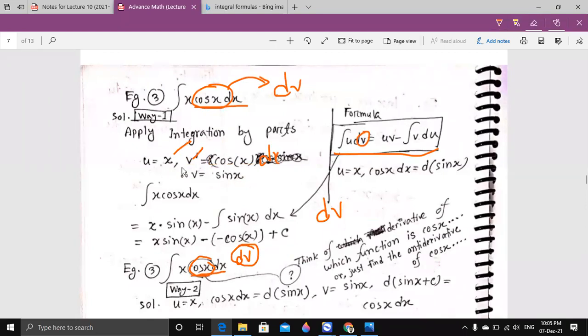Guys, can you understand? Can you understand these two lines? Yes, yeah, I understand. Okay.